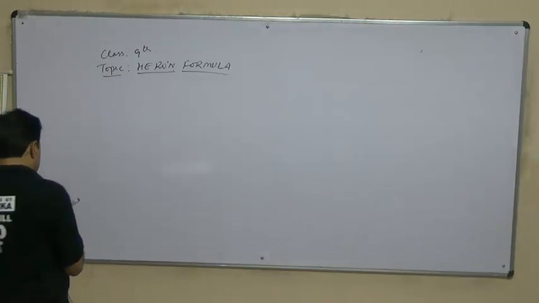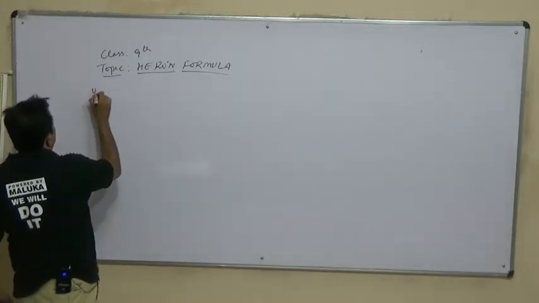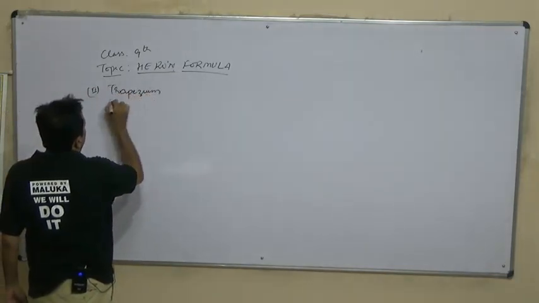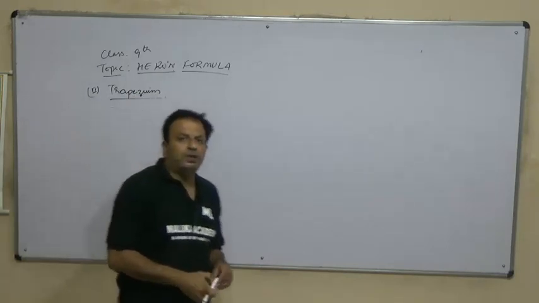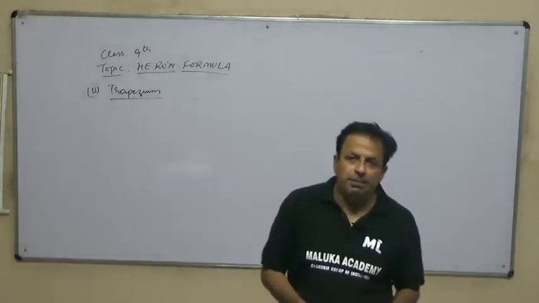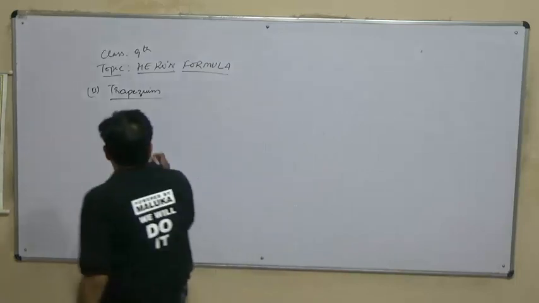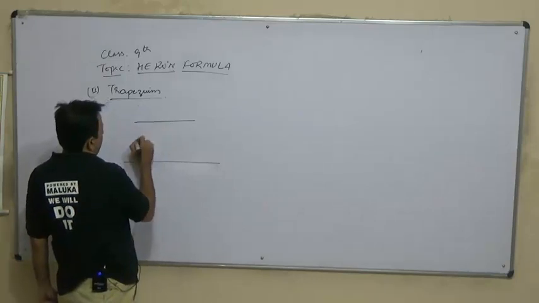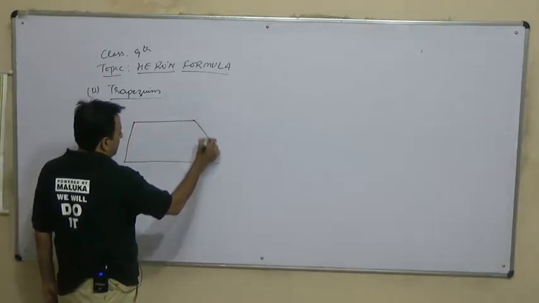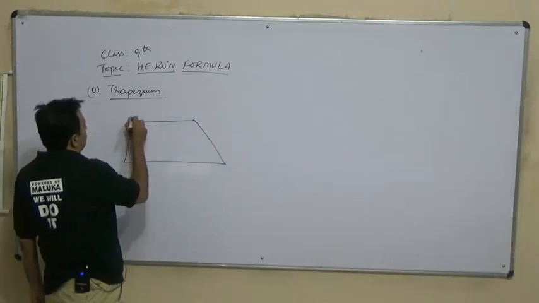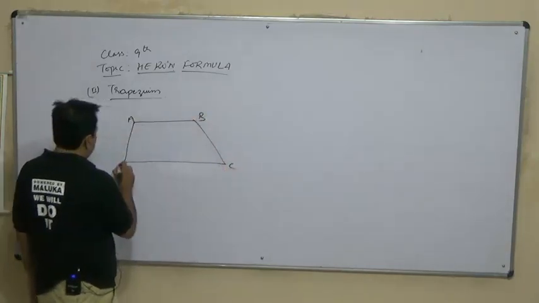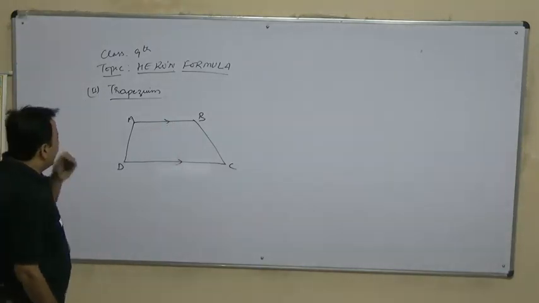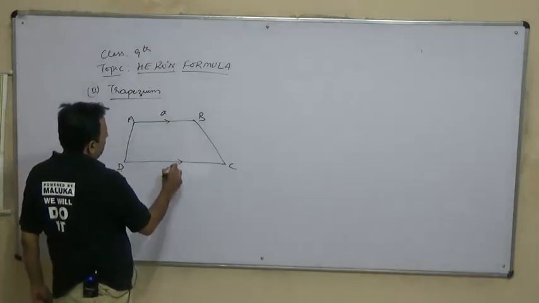So second is trapezium. In case of trapezium, if we define the trapezium, one set of opposite lines are parallel. Let this be the set of parallel lines, and one set is non-parallel. So ABCD is a trapezium in which AB is parallel to CD, and let the length of this be A, this is B.